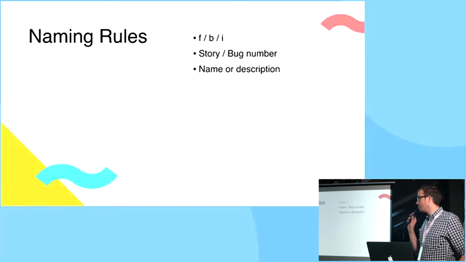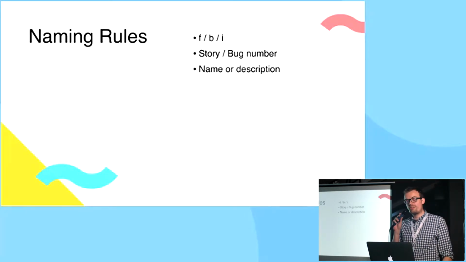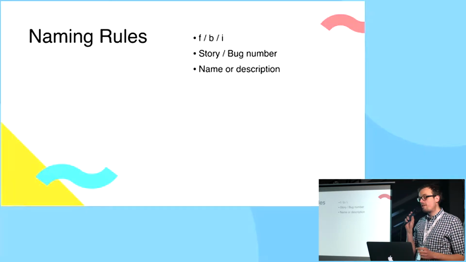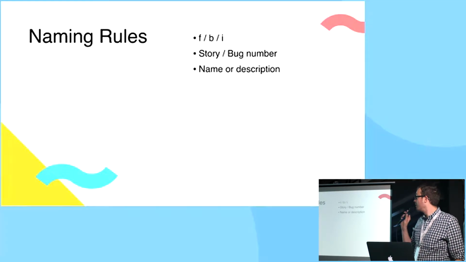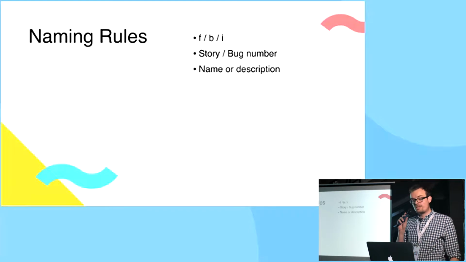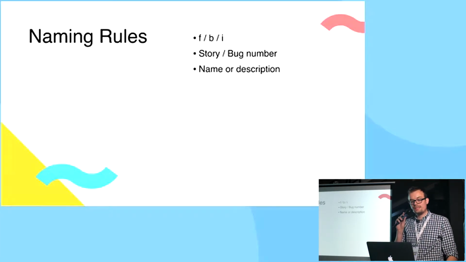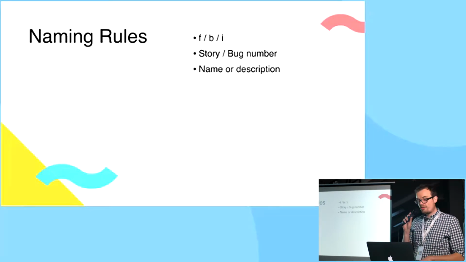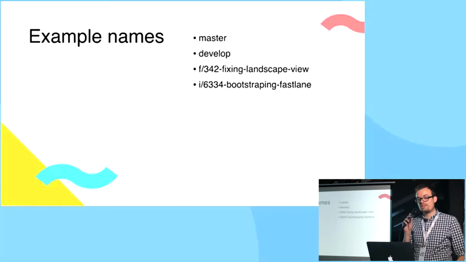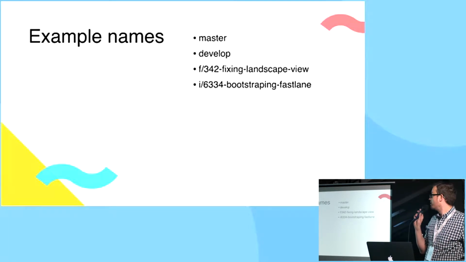We do have some naming rules when it comes to feature branches. Usually the name starts with the prefix. It's F for feature, B for bug, and I for improvement. Then we have a story number or any bug number from any task system. And at the end, the short name or description. So, for example, names could be master, develop, F342 fixing landscape view, or I6334 bootstrapping fastlane.